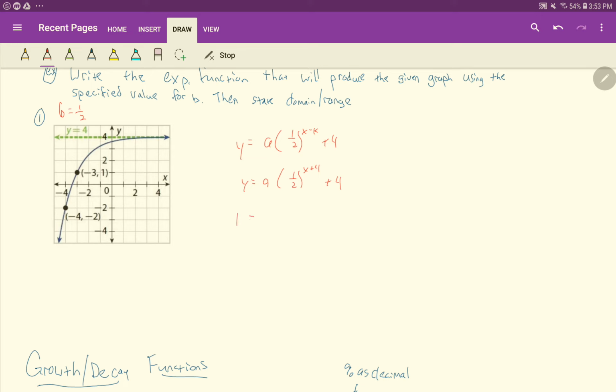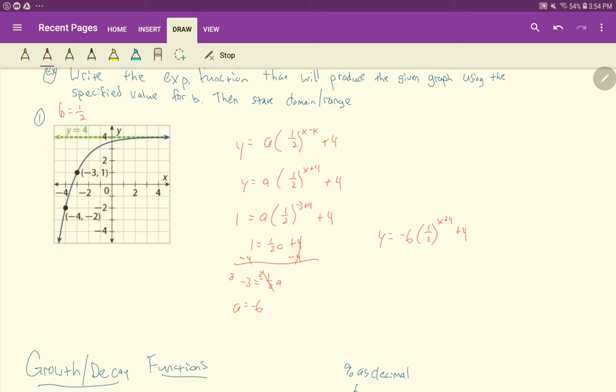So we'll put 1 in for y, and we'll put an a. Put negative 3 in for the x. Now we'll just solve. So negative 3 plus 4 is 1. So we'll have 1 half to the 1, which is 1 half. So we have 1 equals 1 half a plus 4. We'll subtract the 4 on both sides, and we'll multiply both sides by 2 to get rid of that 1 half. We get a is negative 6. So we have the equation y equals negative 6 times 1 half to the x plus 4 plus 4.